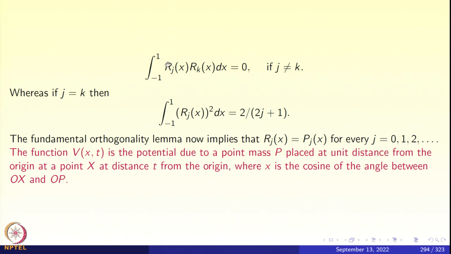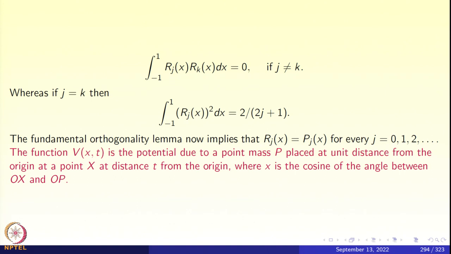Lo and behold, rj(x) is a polynomial of degree exactly j. Now you can apply the fundamental lemma to the sequence r0(x), r1(x), r2(x), and so on. And we get that rj(x) will be a multiple of pj(x). How is it that I have written that this constant of proportionality is 1 directly? The norms of both these things are the same. Remember that norm pj squared is 2 upon 2j plus 1. We did the norm calculation in the last capsule. So the constant of proportionality has to be plus 1 or minus 1. You can figure out that it will be 1 by looking at the leading coefficient or something.